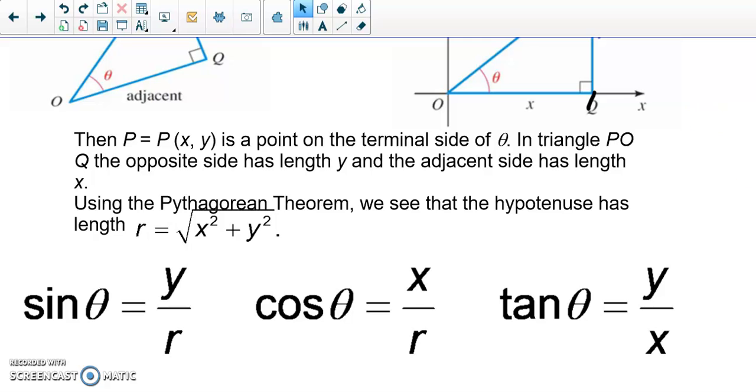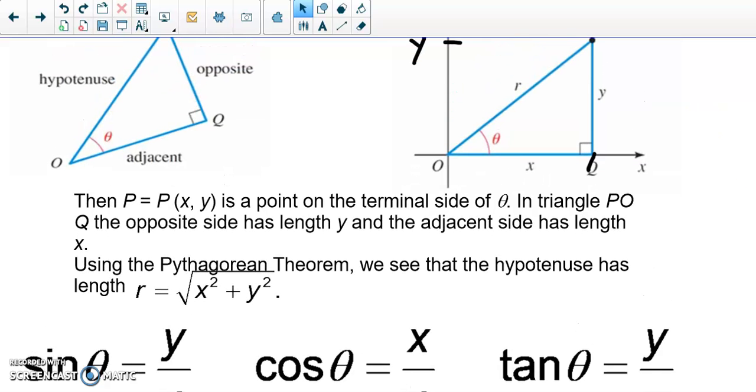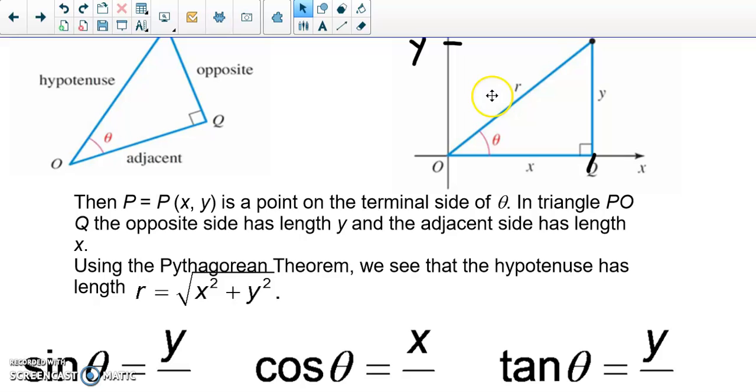Now, since it's a right triangle, you can find any of the sides if two of them are given to you, and you use the Pythagorean theorem. If you recall, a squared plus b squared equals c squared. In this case, we have sides x, y, and r is our hypotenuse across the right angle. To find r, you would take the square root of x squared plus y squared.